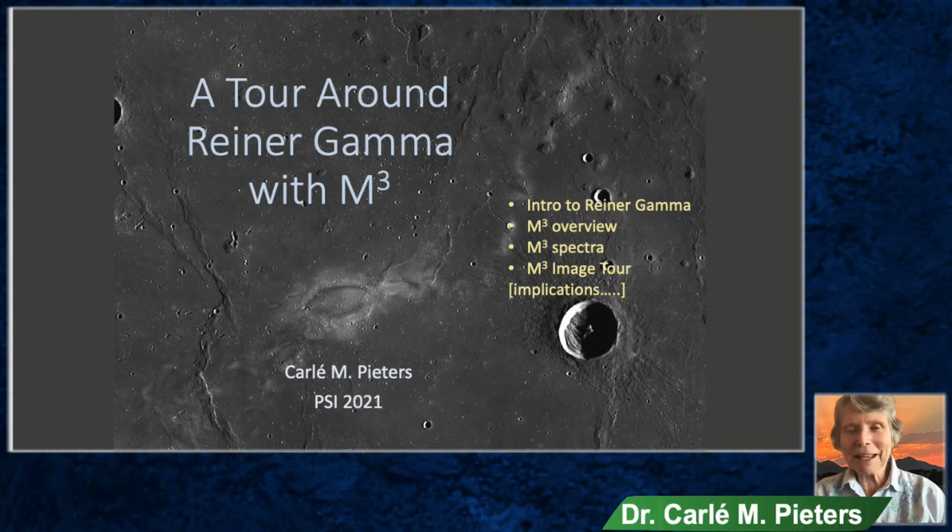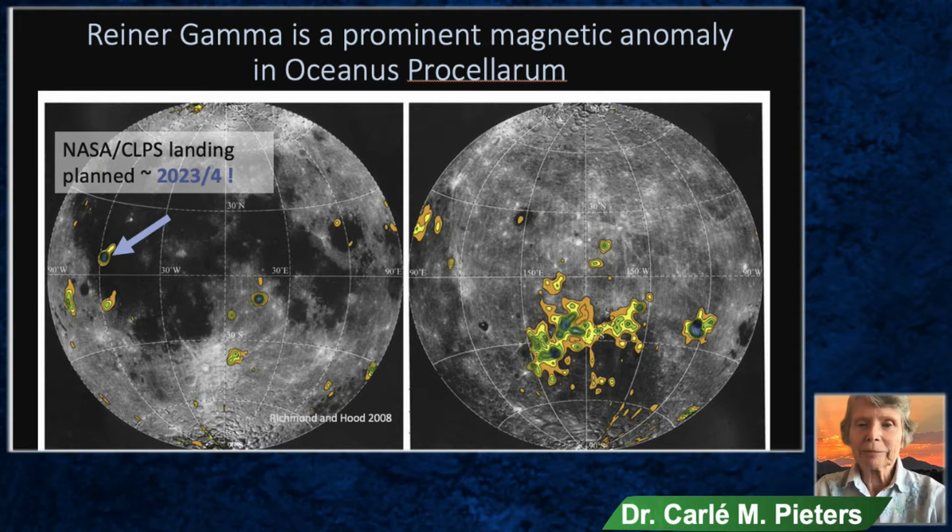Okay, hello, glad to be here to talk about one of my favorite areas on the moon, Rhino Gamma with MCube. Next slide, please. Rhino Gamma is a prominent magnetic anomaly in Oceanus Procellarum. There are other magnetic anomalies that are not associated with swirls, but Rhino Gamma is one of the case type areas for swirls. It's also going to be one of the landing areas for the NASA CLIPS program in a few years, so stay tuned.